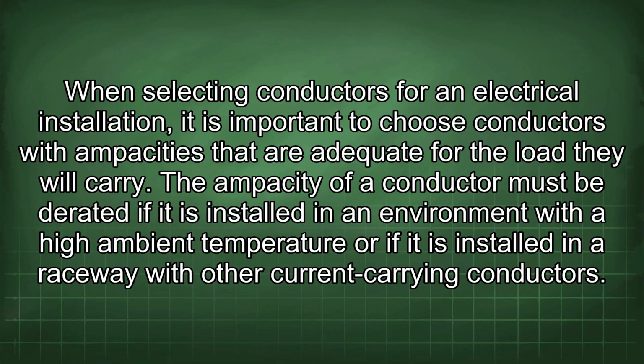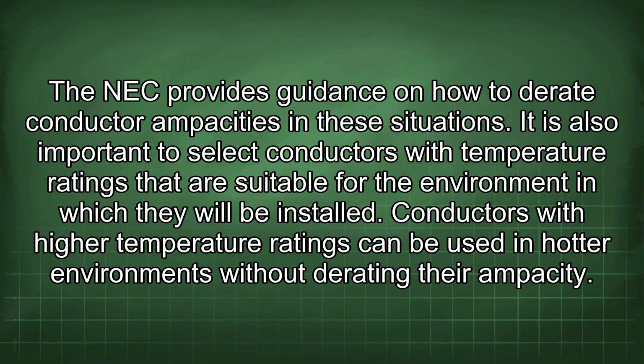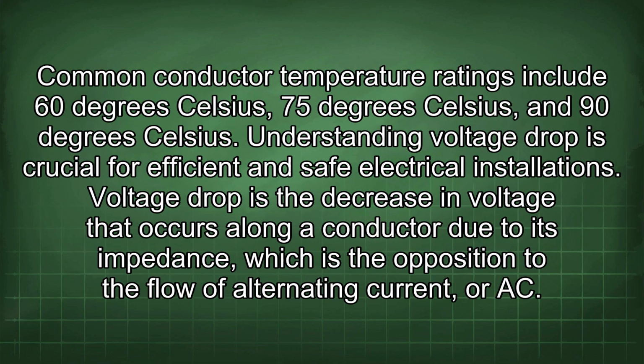The ampacity of a conductor must be derated if it is installed in an environment with a high ambient temperature or if it is installed in a raceway with other current-carrying conductors. The NEC provides guidance on how to derate conductor ampacities in these situations. It is also important to select conductors with temperature ratings that are suitable for the environment in which they will be installed. Conductors with higher temperature ratings can be used in hotter environments without derating their ampacity. Common conductor temperature ratings include 60 degrees Celsius, 75 degrees Celsius, and 90 degrees Celsius.